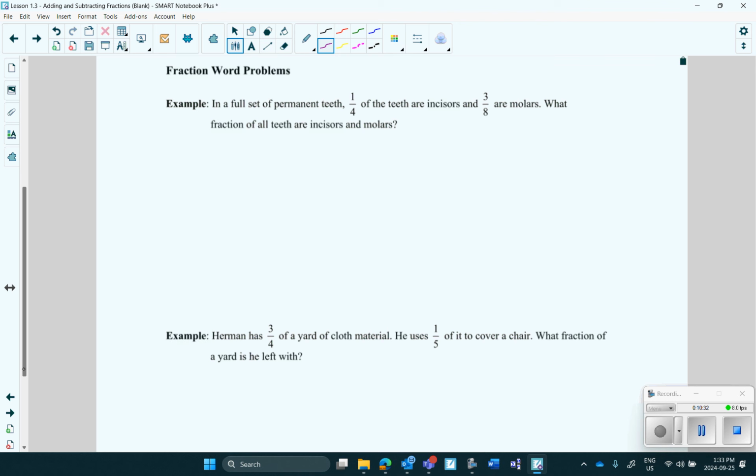So what would we do to find the total fraction? Add, subtract, add. Because we're going to take the fraction of these and the fraction of those. So we're going to go 1/4 plus 3/8. Lowest common denominator is 8. Second one doesn't change, but the first one changes to 2/8. And when I add, I get 5/8.